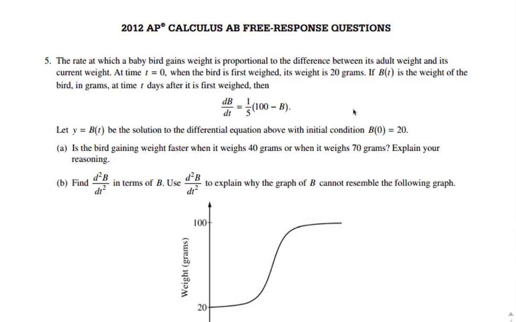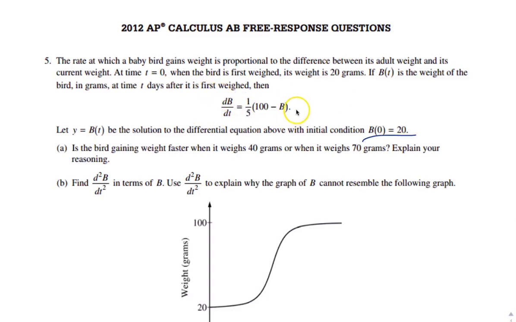5. The rate at which a baby bird gains weight is proportional to the difference between its adult weight and its current weight. At time equals 0, when the bird is first weighed, it weighs 20 grams. That's our initial value right there. If B of t is the weight of the bird in grams at time t days after its first weighing, then dB/dt equals 1/5 times (100 minus B). Let y = B(t) be the solution to the differential equation above with the initial condition B(0) equals 20. So this is our initial condition. They also told us up there.